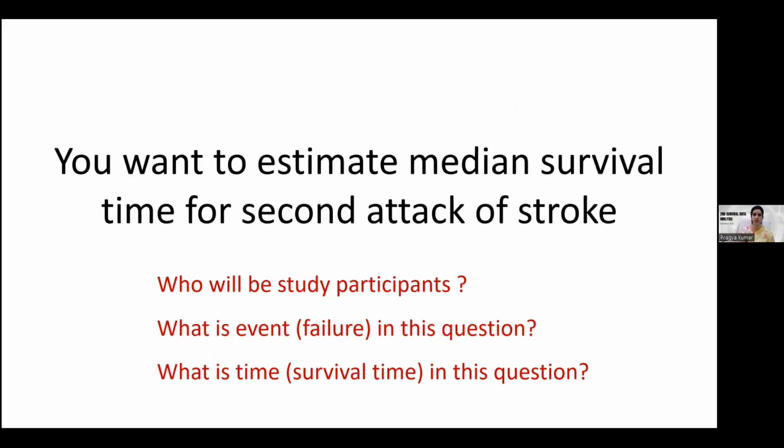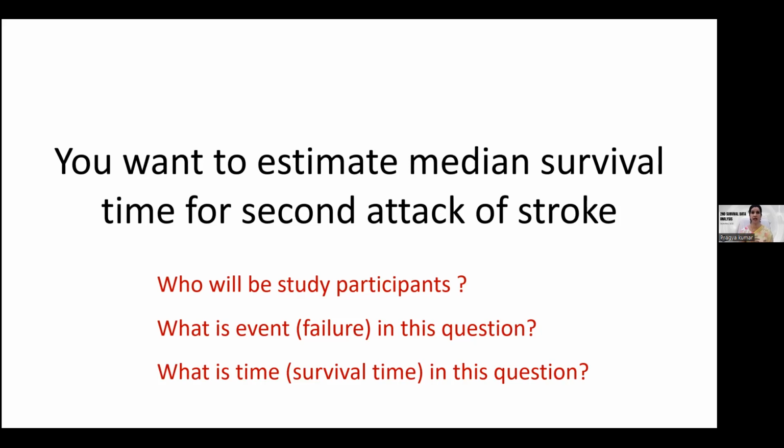Now, if the question is that you want to estimate the median survival time for second attack of stroke, in this case, who will be the study participant? Yes, all of you. And what is the event in this case? And what is the survival time in this question? So a patient who had one stroke. Very true, because I want to see the second attack of stroke. That means the inclusion criteria will be all patients who have had one stroke. Very right. Now, what is the event in this question? Yes, the event is the second stroke. Very right. And what is the survival time in this question?